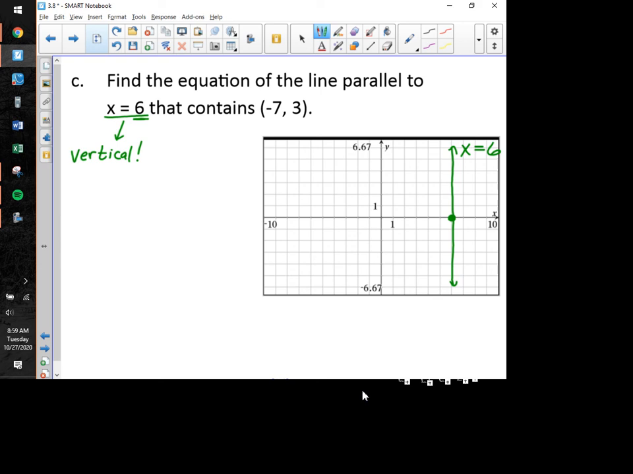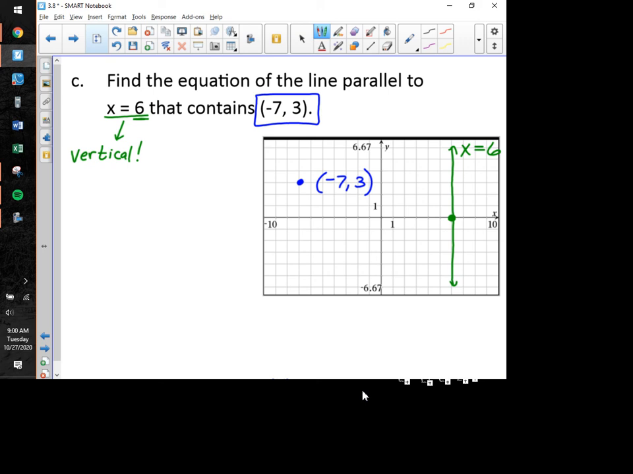And what we're looking to do now is come up with the equation of the only line that is parallel to the green line and passes through the point -7, 3. So let me plot that point. I'm going to go 1, 2, 3, 4, 5, 6, 7 units left and then 3 units up. So there is the point -7, 3.